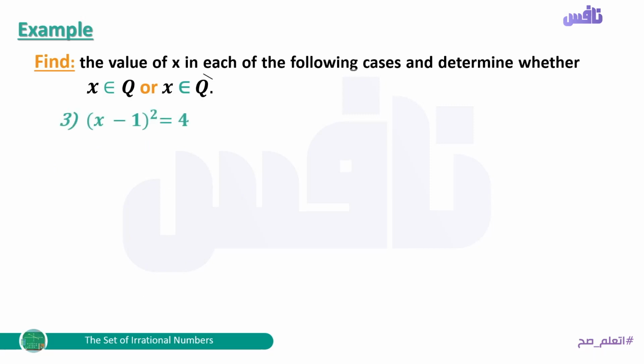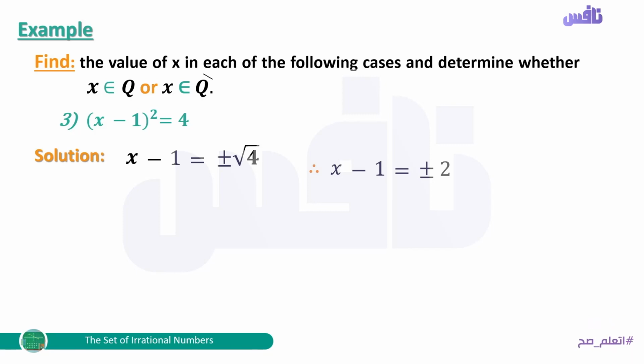Another example, number 3. X minus 1 all to the power of 2 equals 4. First, we have an expression raised to power 2. To get rid of this power, we use the inverse operation, which is square root, as we said before. So we have x minus 1 equals positive or negative root 4, and the positive or negative because the power of the bracket is even number. Then x minus 1 equals, by using calculator, square root 4 equals 2, equals a positive or negative 2.